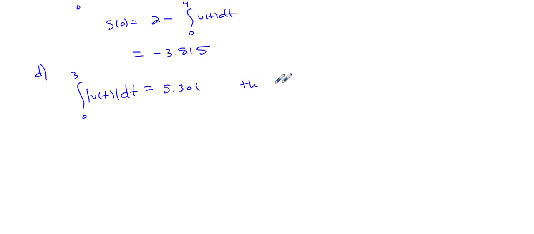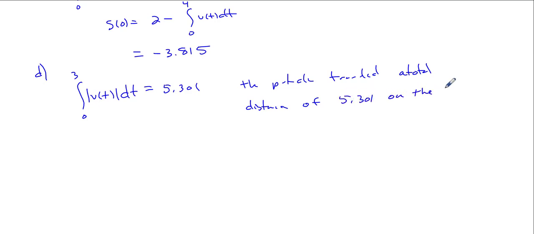So the particle traveled a total distance of 5.301 on the time, or I could say from, and you don't need your age, you can just cross it out, that's fine, from t equals 0 to t equals 3. Done.